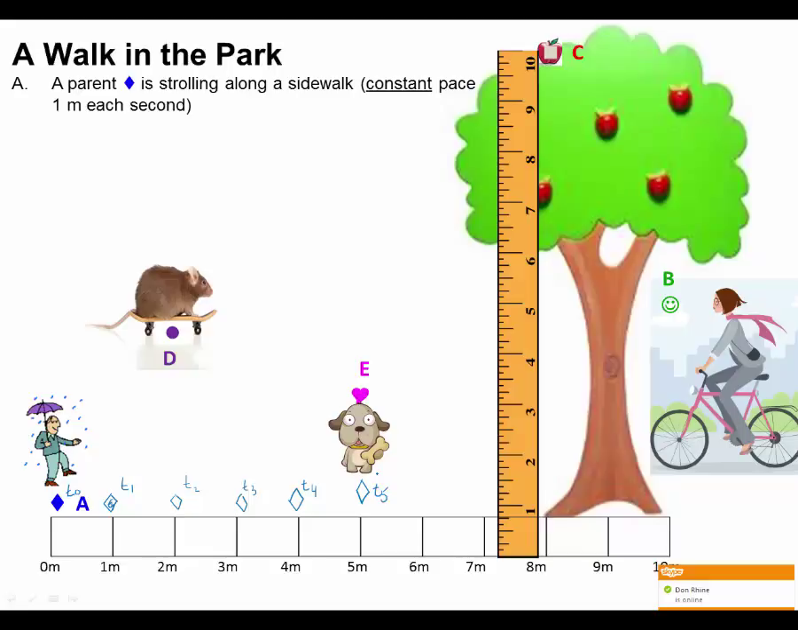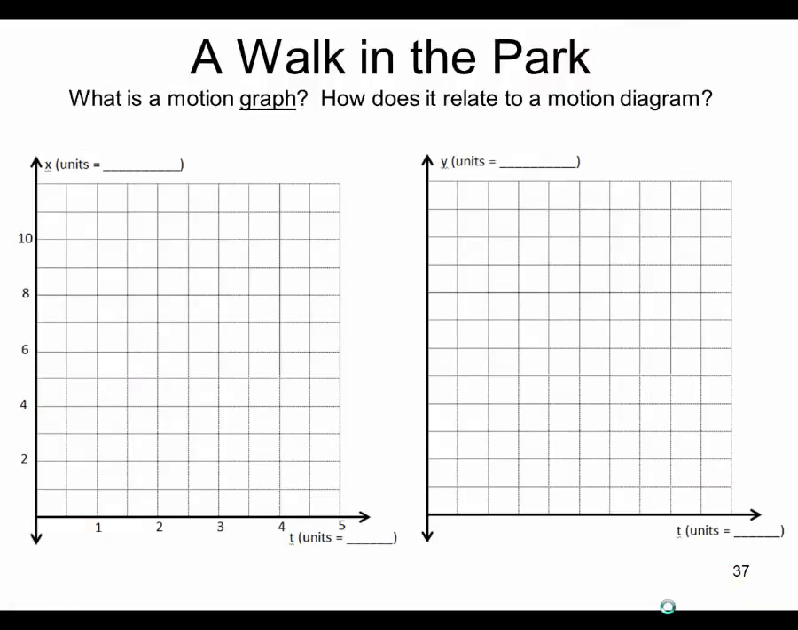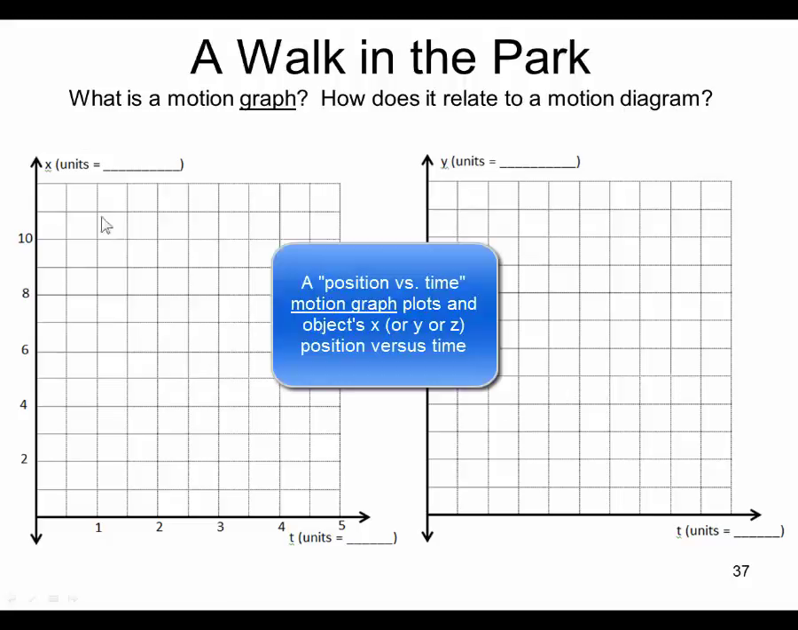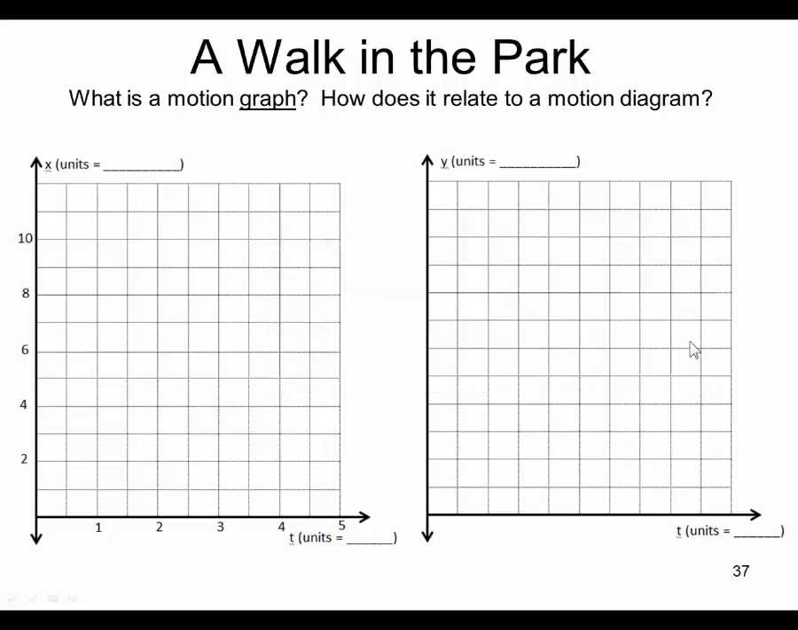Now that we have that information, let's go ahead and create a graph of this. So here are a couple of pieces of graph paper for us to use. And what we have is one using the x coordinate system and one using the y, and both of them are versus time. So on our vertical axes we have our distance units, or our positions, and on the horizontal axes in both cases we have time. Both of these are examples of position versus time graphs. The one on the left is your x position versus time. The one on the right is your y position versus time.